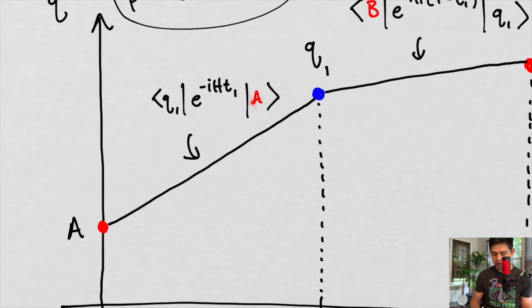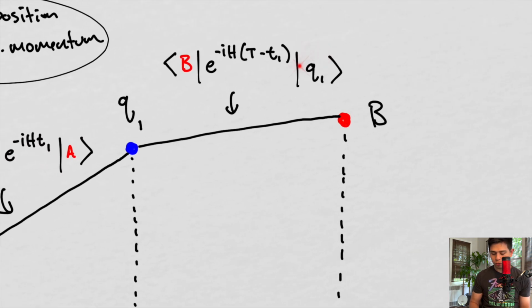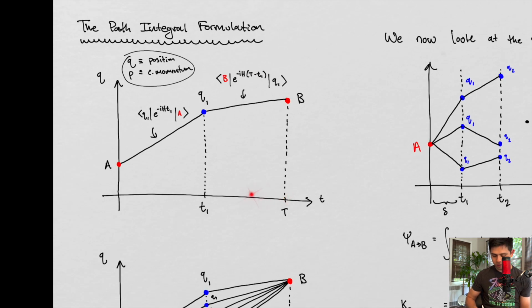From A, we use the Hamiltonian to push A into Q1. That's how I like to think about this. So A goes to Q1 by means of an exponential of the Hamiltonian. And then we go from Q1 to state B by means of an exponential of the Hamiltonian again, with t being the final time minus t1. Because we want this difference, not this difference. Ideally, we are making this difference the same as the difference between t1 and 0.